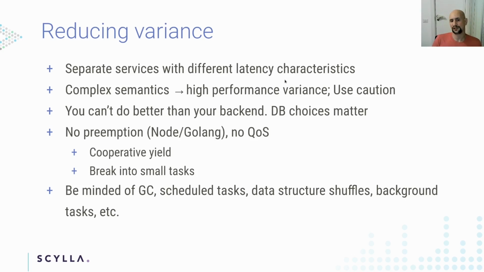Similarly, for garbage collection and things that don't have quality of service because you don't have preemption, think about Node.js, think about Golang. You basically have to do this yourself. You need to make sure that you yield, that you allow the scheduler to service other tasks, or you break your transaction into small tasks. And if you have garbage collection, you want to reduce it as much as possible. And remember that you have other asynchronous tasks out there that might also increase your variation. So just be mindful of this and reduce it as much as possible.